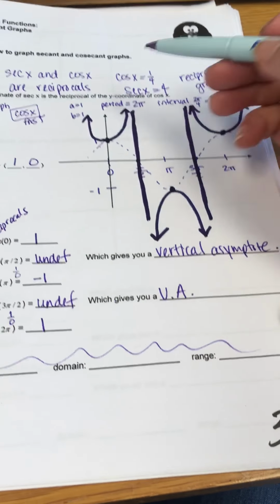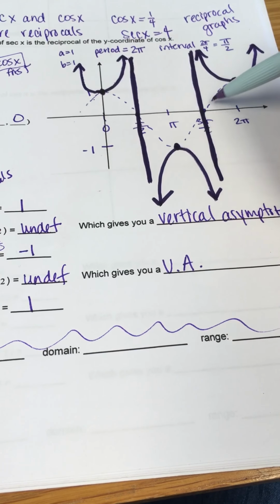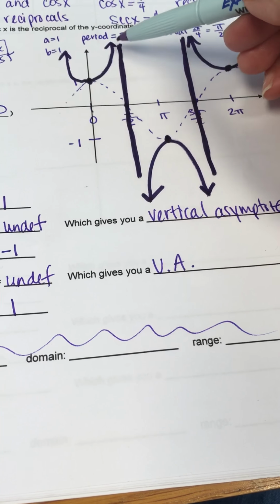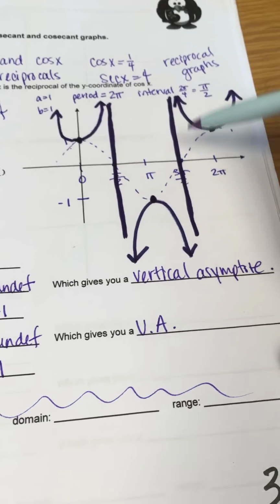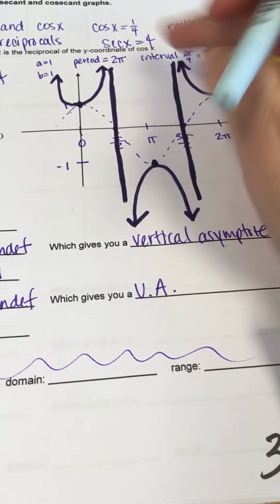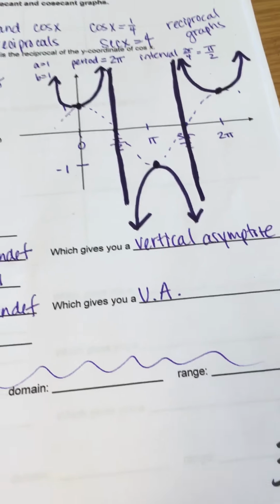That's all. So the little dotted line in here is the cosine curve. Everything else, the solid lines are the asymptotes, and then you have the parabolas going in the opposite directions. These are the secant graphs. That's all you have to do to graph it.